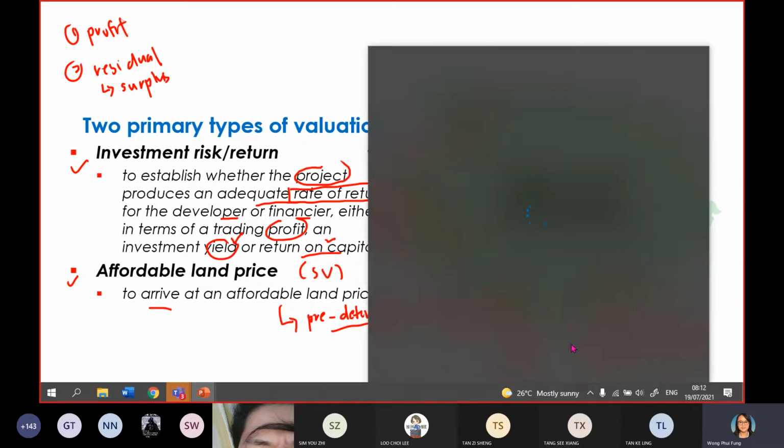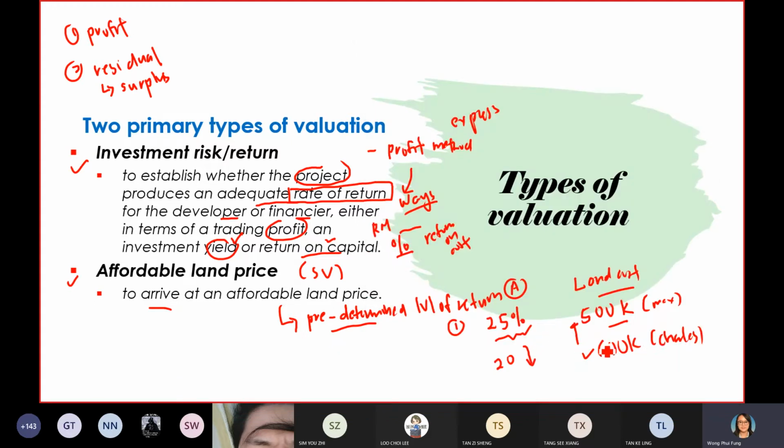So you can see that this method allows you to see how the land cost affects your predetermined level of return. By inputting 25%, you are going to have the maximum 500,000. If the land cost increases, your profit is going to reduce. However, if the land cost is, let's say, 400,000, then your profit is going to increase.